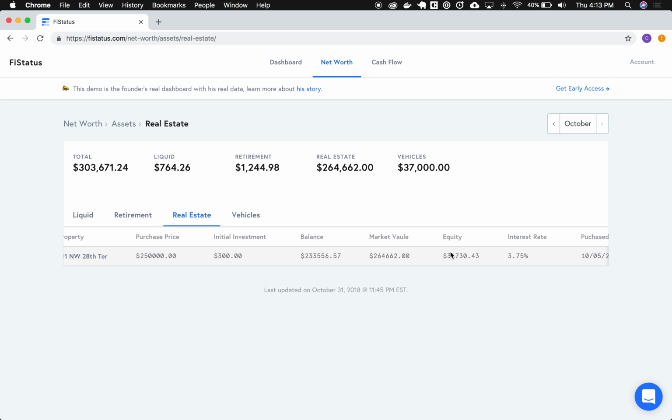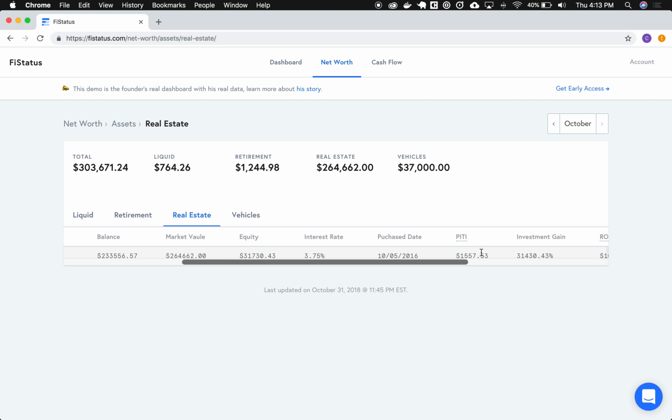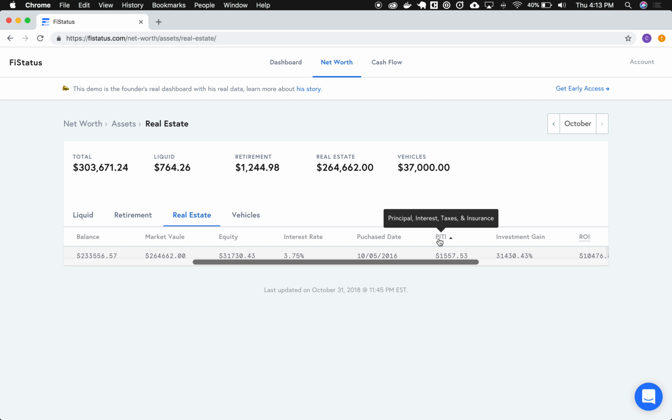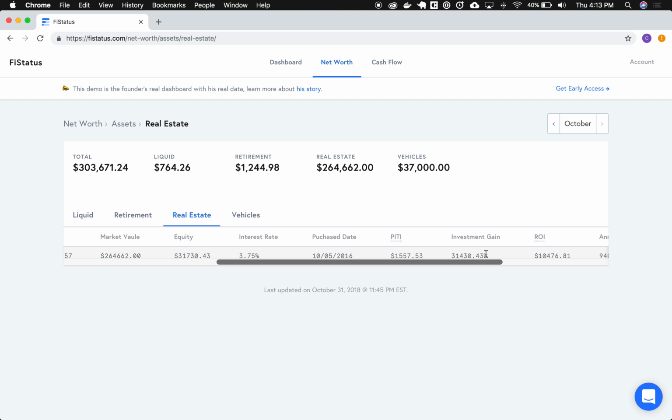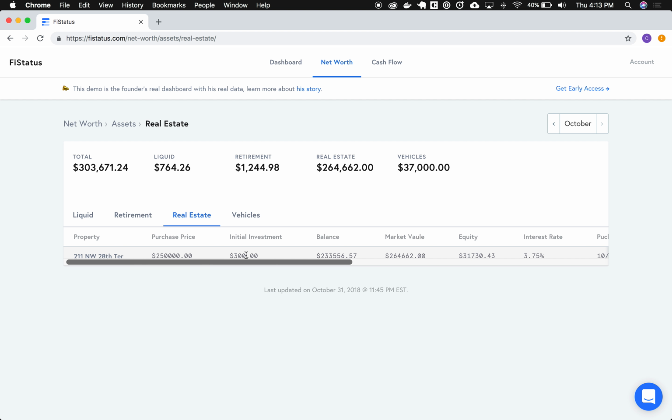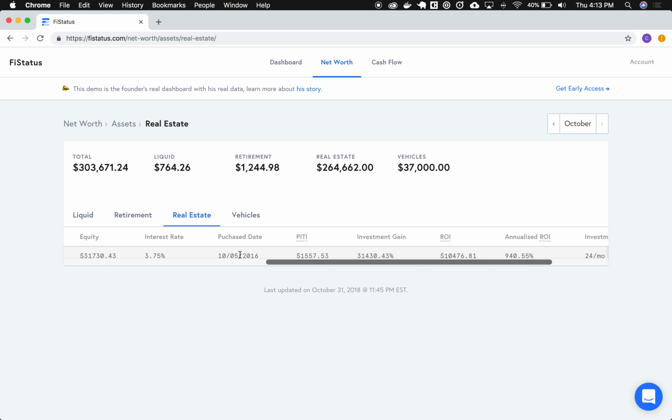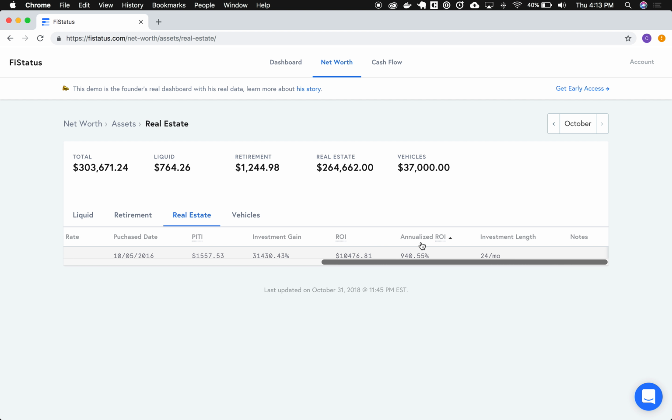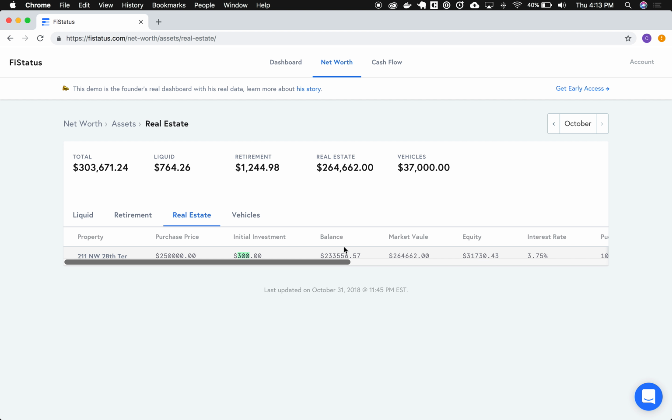And this is my equity in it, my interest rate. You can see my purchase date. This is my principal, interest, tax, and insurance, right? This is my investment gain, because my initial investment was $300. And I can talk about this a little bit as well. NRI, ZRI. So this is for this month.